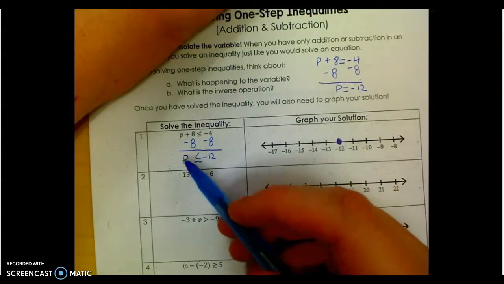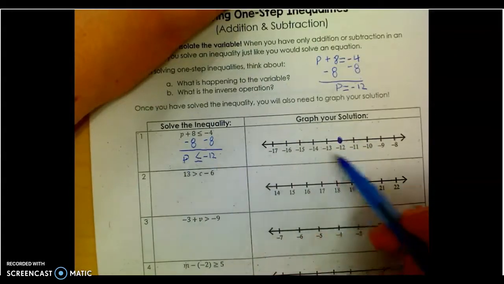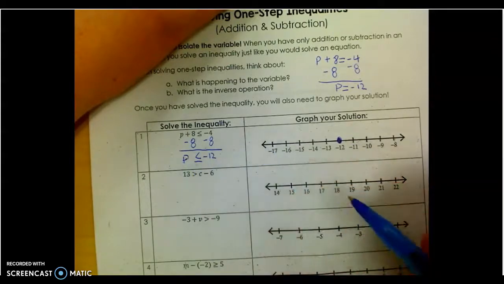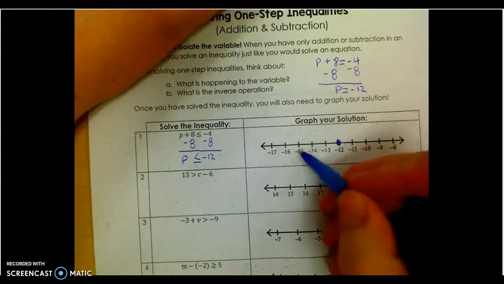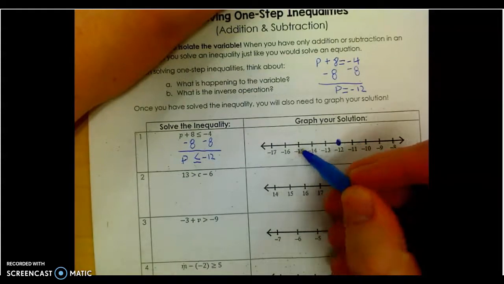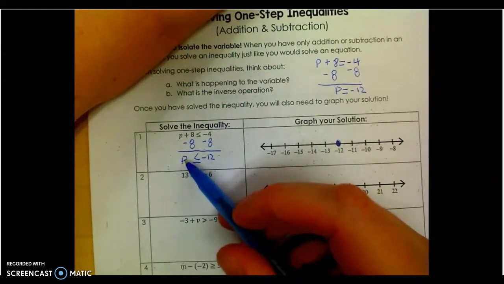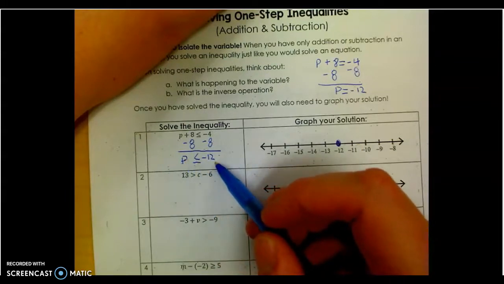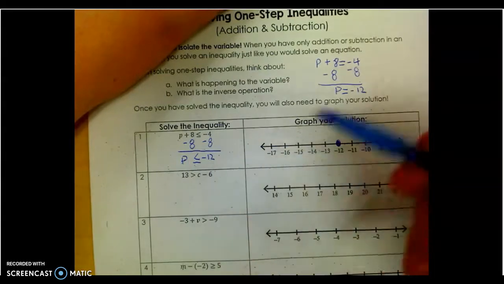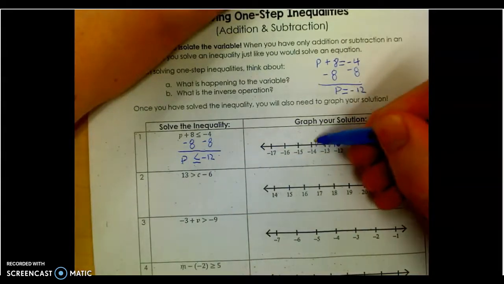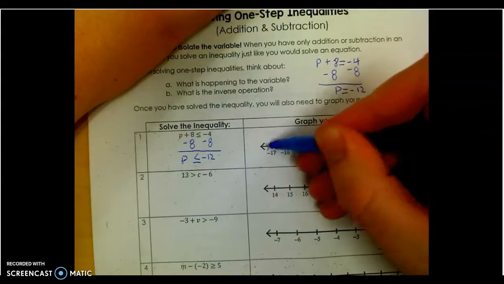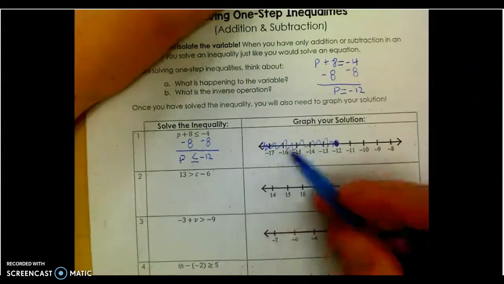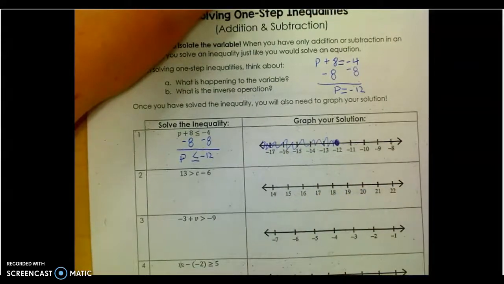Now to graph, we need to pick a number on this number line and plug it in for P. So for example, if I pick the number, I don't know, negative 15, okay, we need to think to ourselves, is negative 15 less than or equal to negative 12? Well, that answer is yes, so we're going to shade in towards negative 15, meaning everything that's less than negative 12 is going to be an answer.